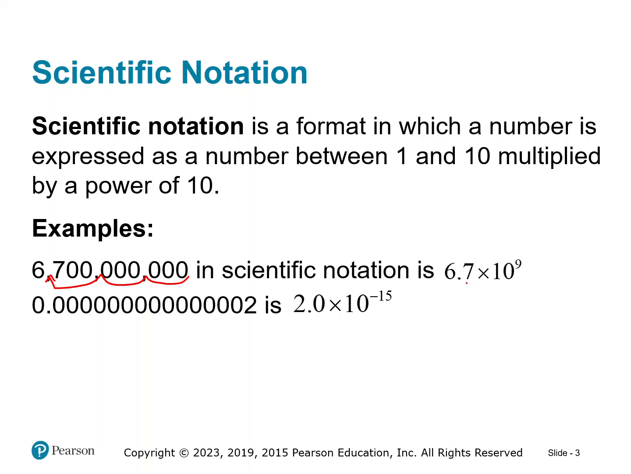Positive 9, 6.7. Whereas here we'll go 3, 6, 9, 12, 13, 14, 15. And because the number is smaller than 1, it'll have a negative exponent. If the number is larger than 1 as it starts out, it'll have a positive exponent. Now there's more to this scientific notation, but that's all we need to really know for now.